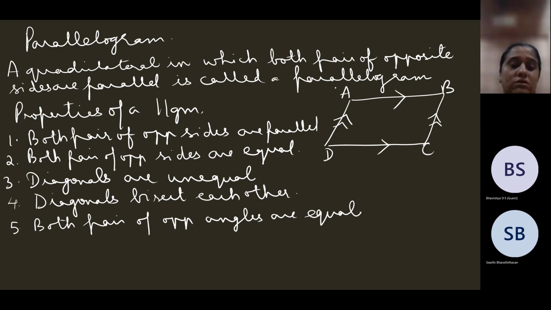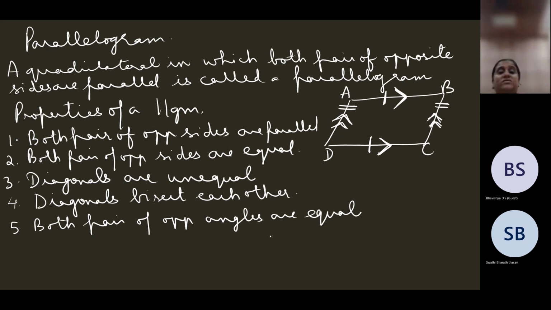So in a parallelogram, both pairs of opposite sides are parallel. See, we have marked here AB is parallel to CD. Like this, we mark using arrows. So single head arrows here, AB parallel to CD. Here you can see double arrows. AD is parallel to BC. Also, opposite sides are equal. AB is equal to CD. AD is equal to BC. This side is equal to this side.